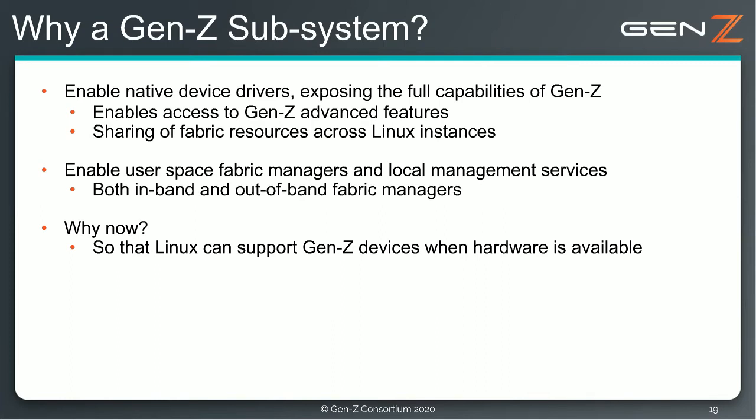If you don't have the OS aware of the sharing, you really can't do sharing, because those memory regions would be assumed to be owned by each of those local OS instances, and chaos would ensue. And the second thing that the subsystem enables is writing fabric managers and local management services in user space, because the Gen Z subsystem exposes those Gen Z resources to user space, which means you don't have to implement those things in the kernel. The Linux kernel community is very much in favor of a world where you have mechanisms in the kernel, but policy is outside, and so doing it in user space enables that. And why are we doing this now? Well, because we want to make sure that the software is ready when the hardware is.